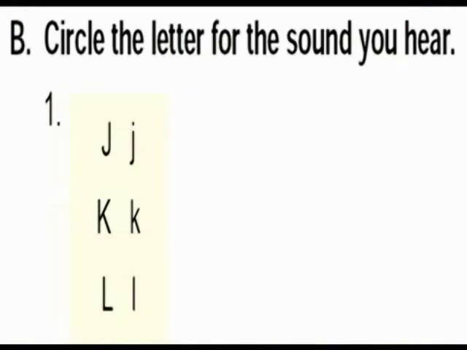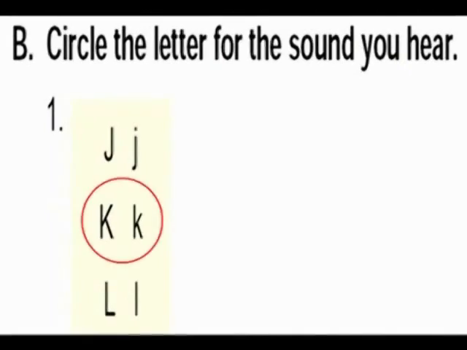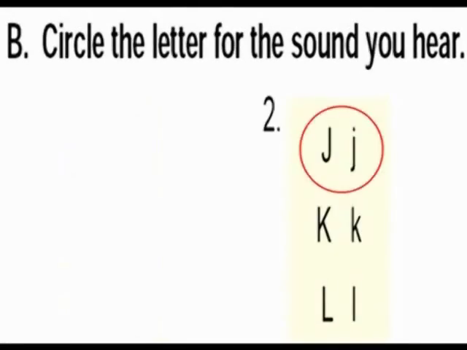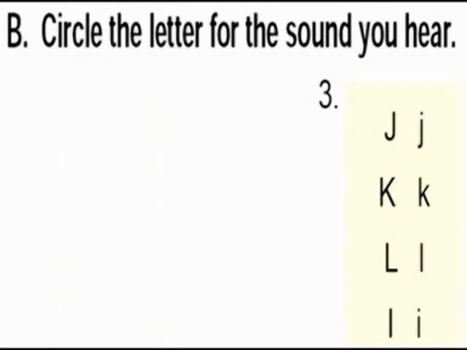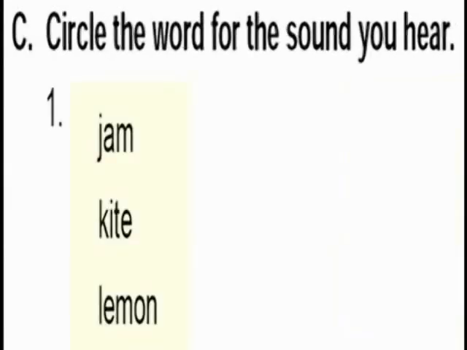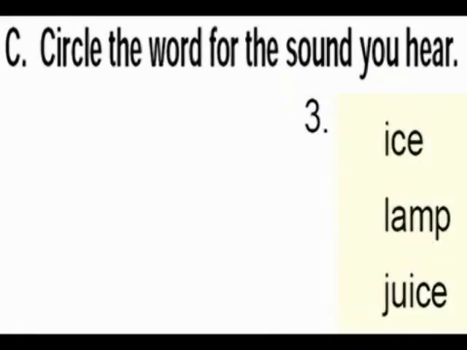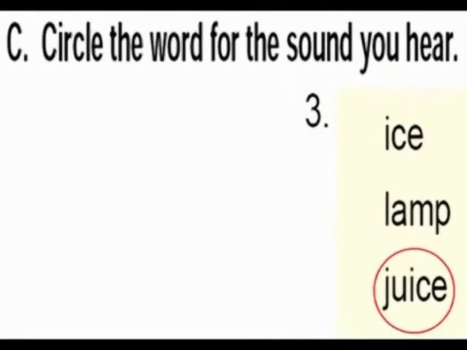Task B. Circle the letter for the sound you hear. Number 1. K. Number 2. J. Number 3. L. Task C. Circle the word for the sound you hear. Number 1. K. Number 2. I. Number 3. J.